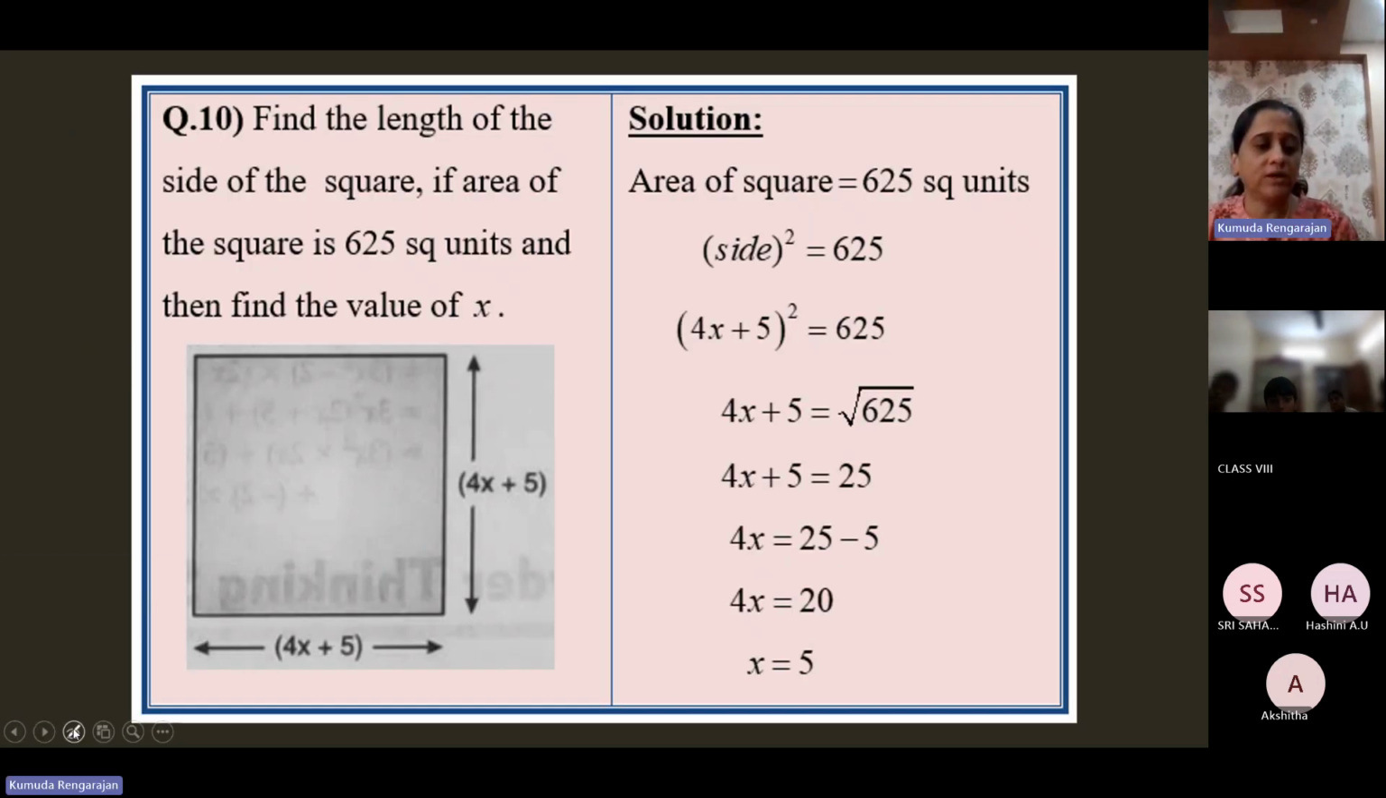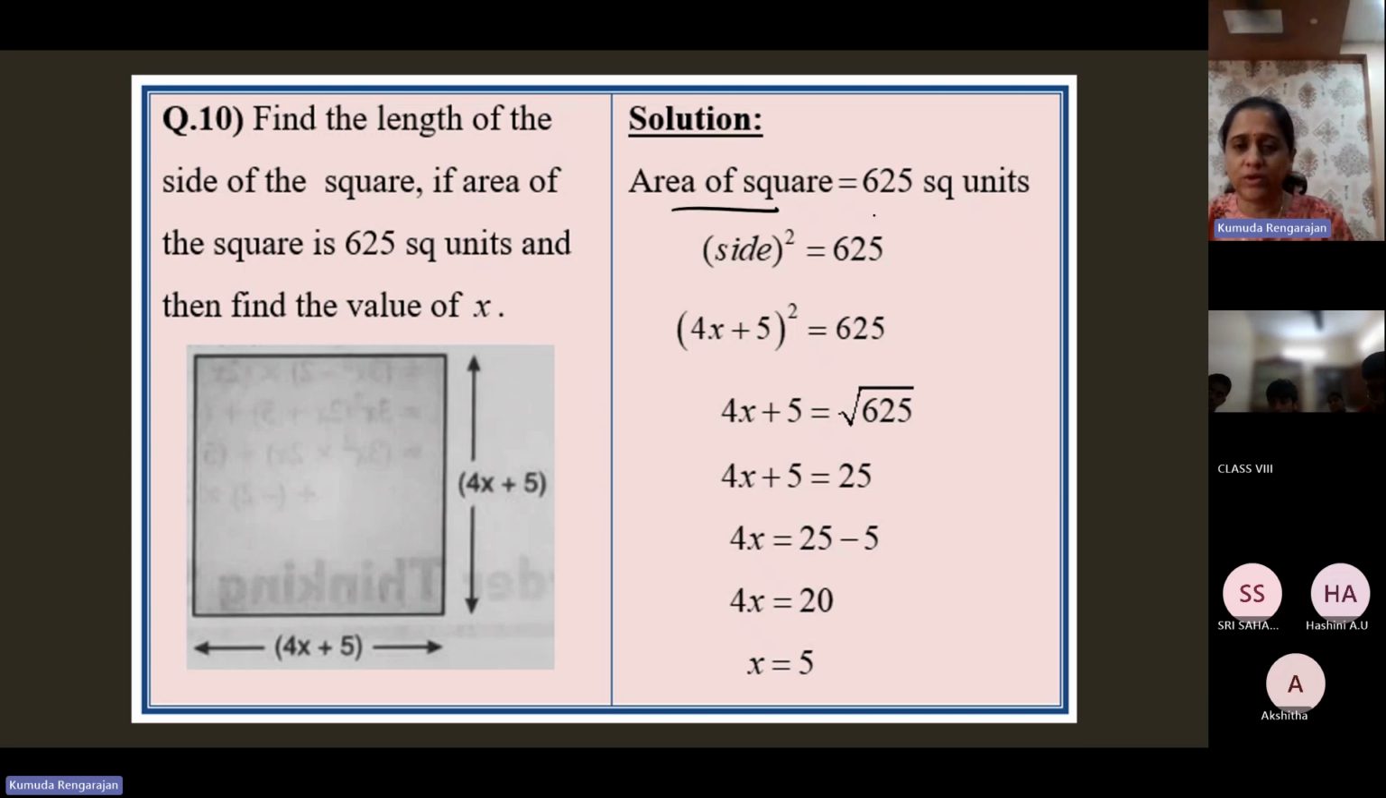So we know the formula to find the area of a square is side square, side into side. So area is given to us. Area is equal to 625 square units. But what's the formula to find area? Side square. Side square is equal to 625. And what is the side here? 4x plus 5. So 4x plus 5, the whole square is equal to 625.